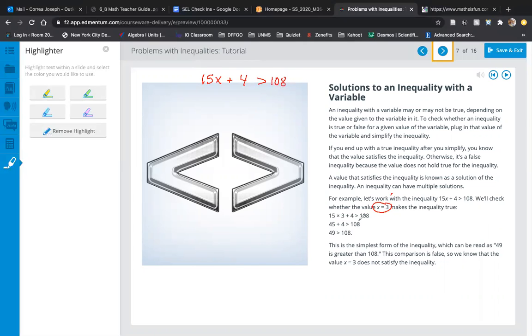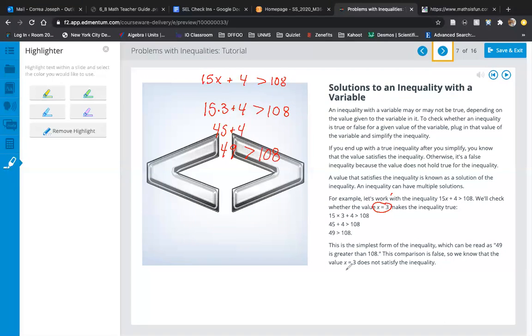So if we're saying x is equal to 3, all that means is replace the x with the number 3. And then you follow the order of operations. So 15 times 3 is 45, plus 4, that's 49. Is 49 bigger than 108? No. So this here is a false statement.